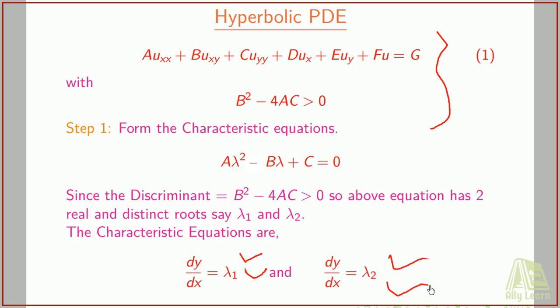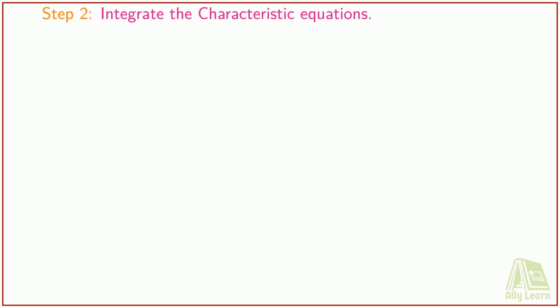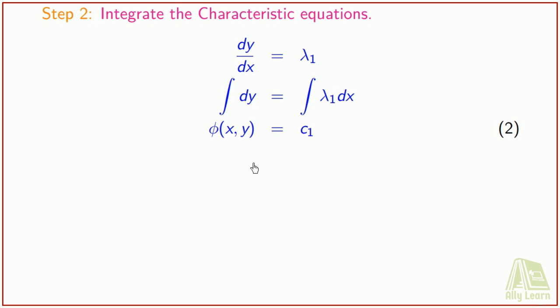After obtaining the characteristic equations, we move on to our next step, and the next step is a very simple one. We just have to integrate the two obtained characteristic equations. So here is my Step 2. Step 2 is to integrate the characteristic equations. This was my first characteristic equation, so what I have to do is integrate. And suppose on integrating, I get this solution.